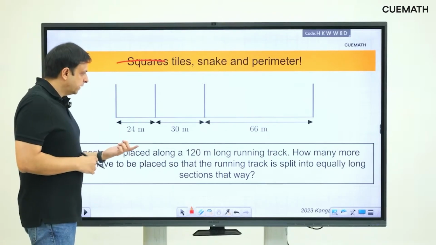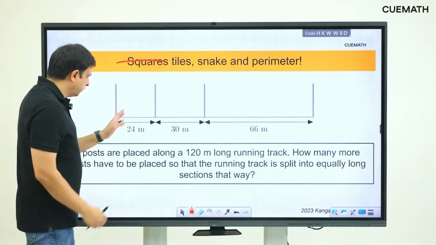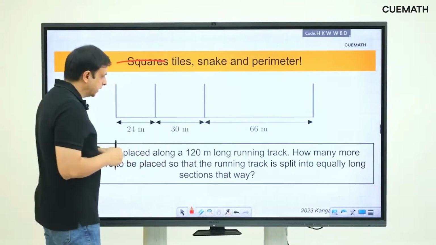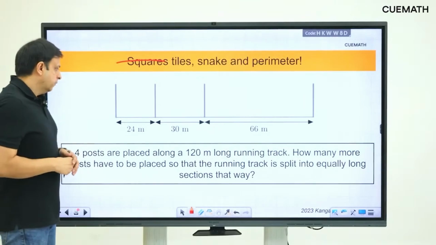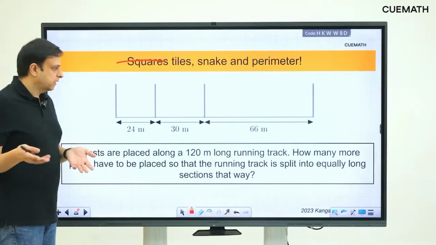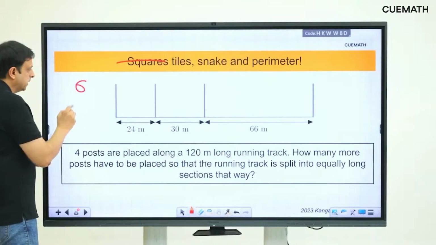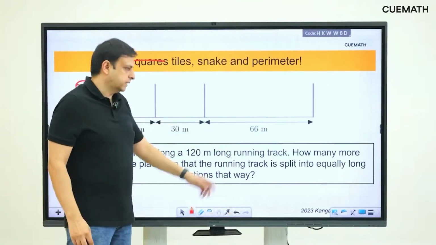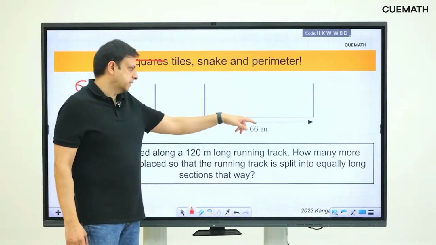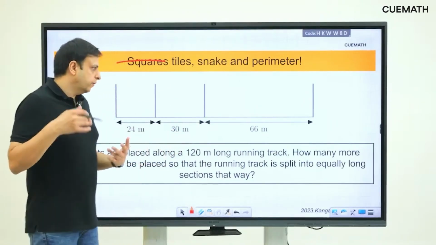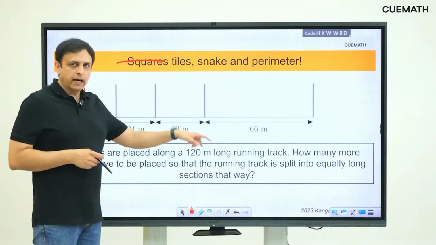You need to observe that the section length here is 24, but here it is 30. And 24 and 30, if you think about their factors, what is the largest factor that is common to both 24 and 30? That is actually 6, and 6 is also a factor of 66. So if you look at the factors of 24, 30 and 66, you will find that 6 is the largest factor that is common to all of them.